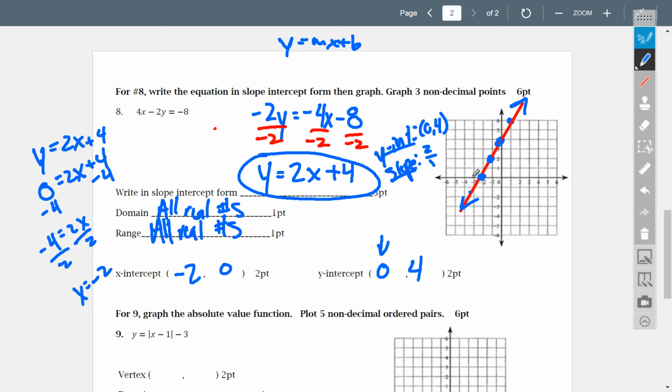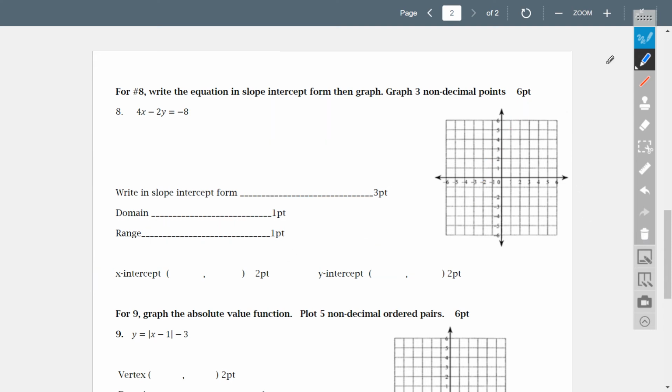And you can see that it's on the line. I mean, it should be. I kind of graphed it wonky, but it is on the line. Okay, so for the x-intercept, you always plug in 0 for y. For the y-intercept, you plug in 0 for x. Very easy to calculate the intercepts for a problem like that.